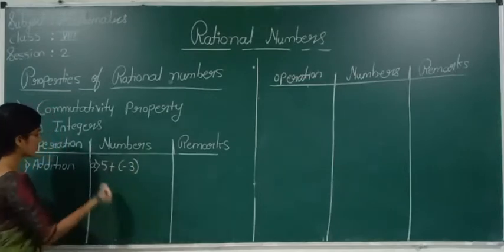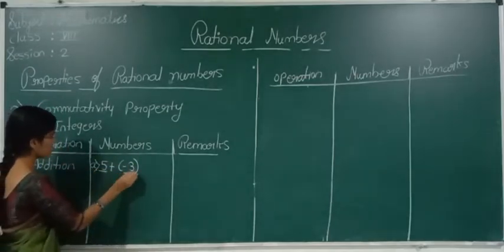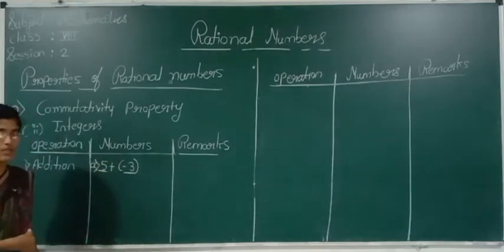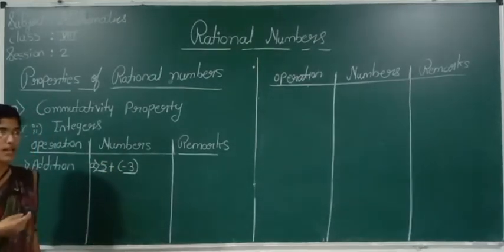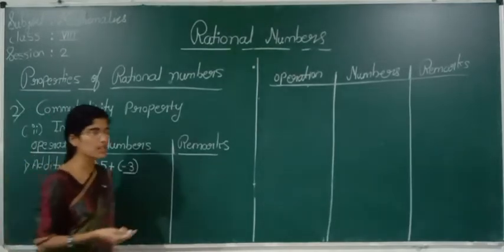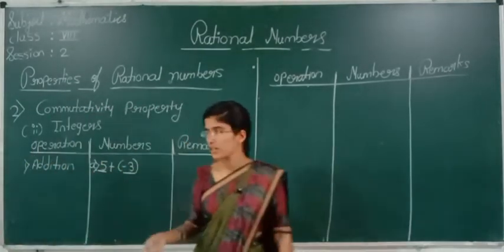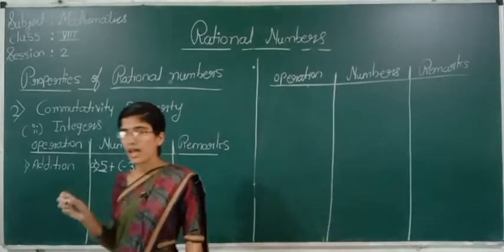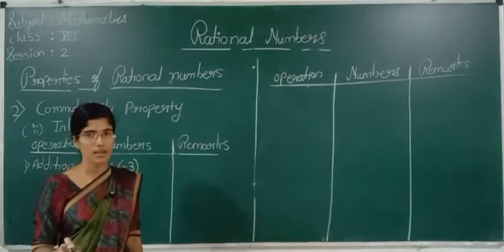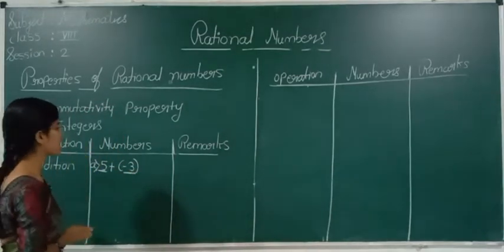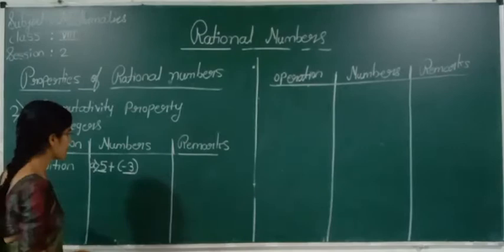Now see here, if a and b are two integers, we will check whether a plus b is equal to b plus a. That is only the commutative property, right? If a and b are two integers, then a plus b is equal to b plus a, then we can say that addition is commutative for integers. Okay, we will check now.